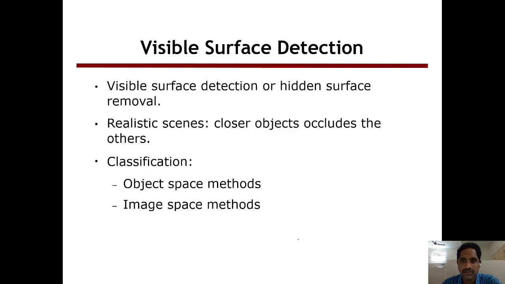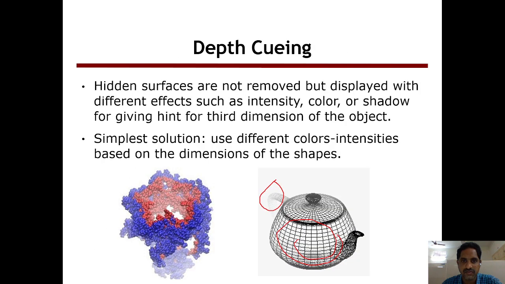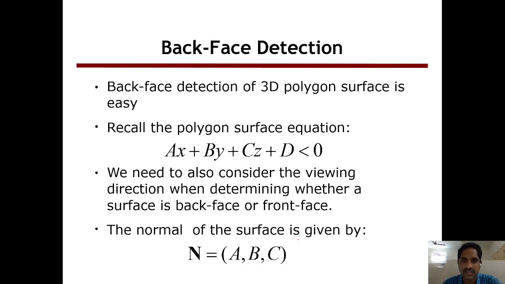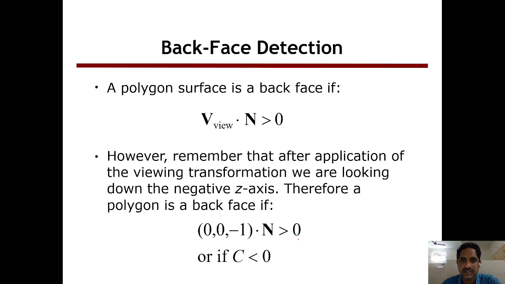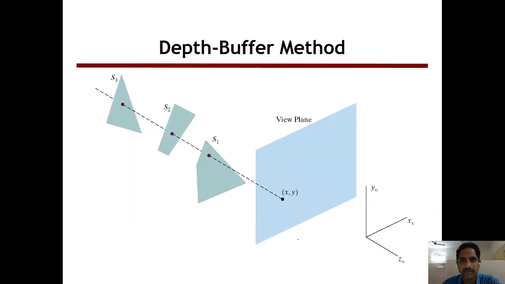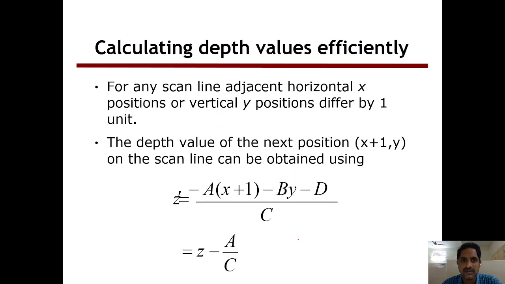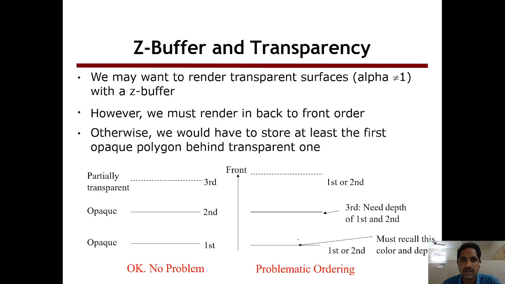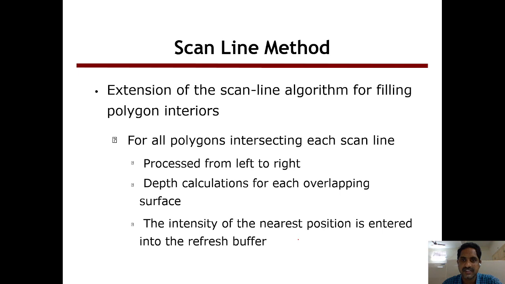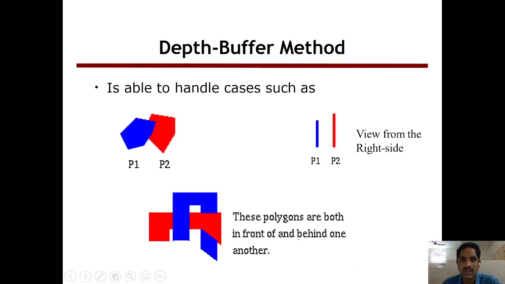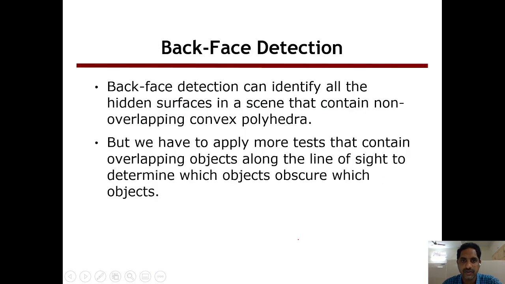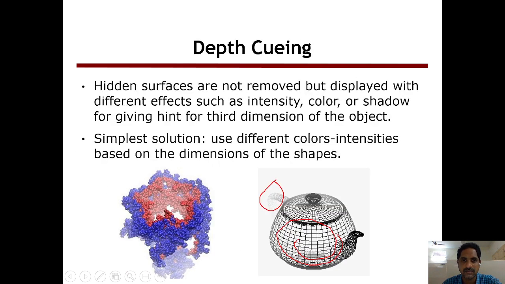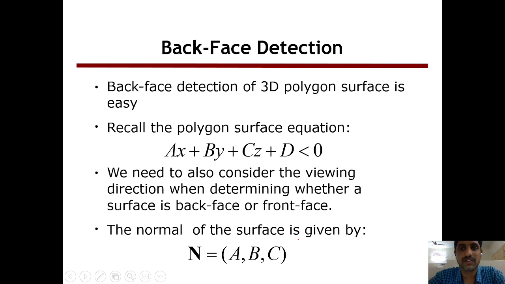In visual surface detection, we are using different types of methods. The first one is the backface detection method. The second one is the depth buffer method, and the third one is the A-buffer and transparency, and the scanline method. These are the main three techniques. First one, backface projection.